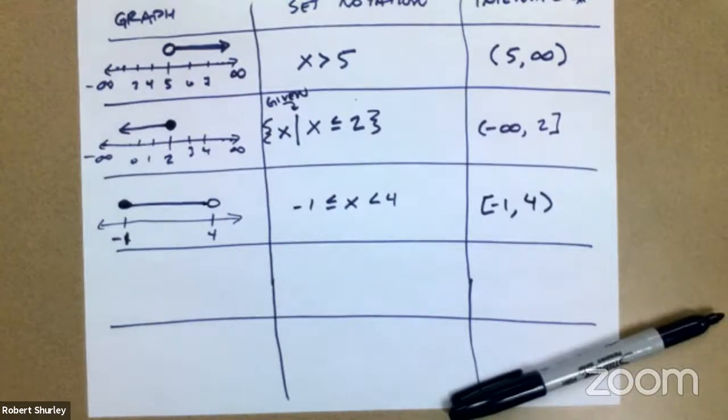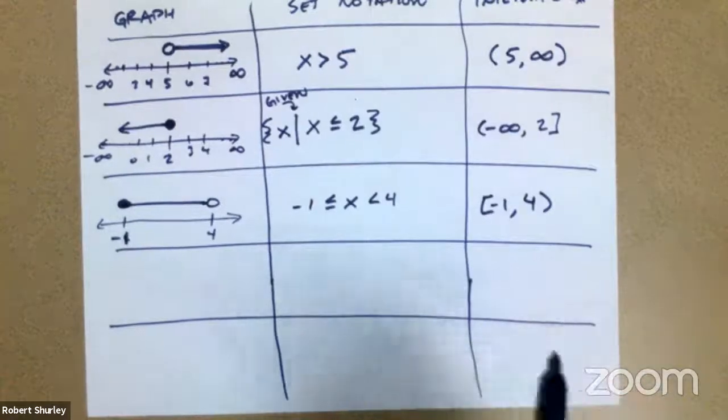Questions about this? You guys online? Make sense? Okay, the last two are kind of goofier, and we have to introduce the union notation, which really means or.